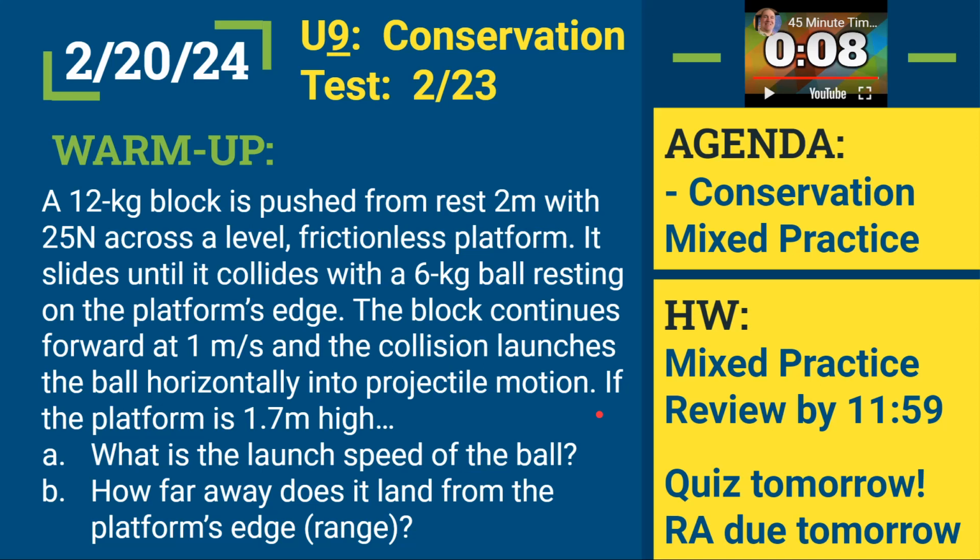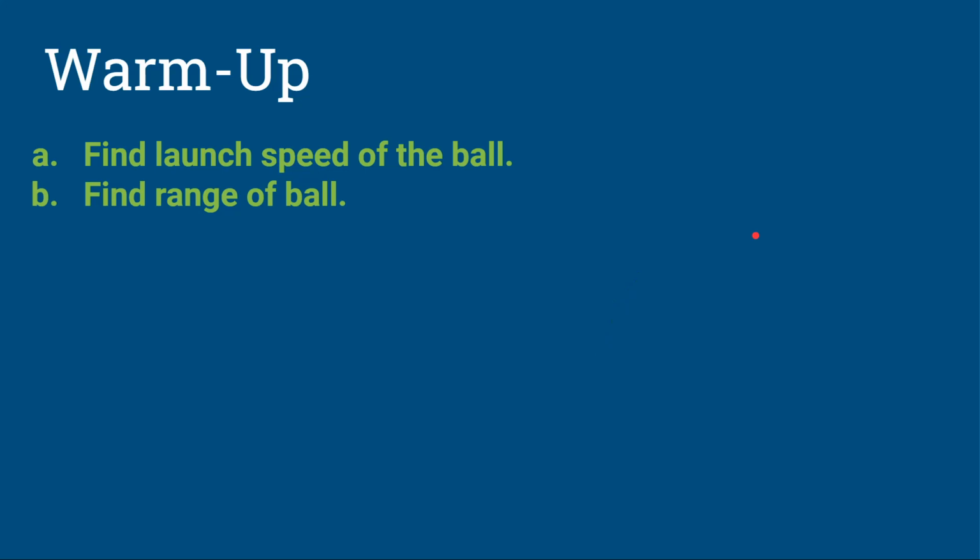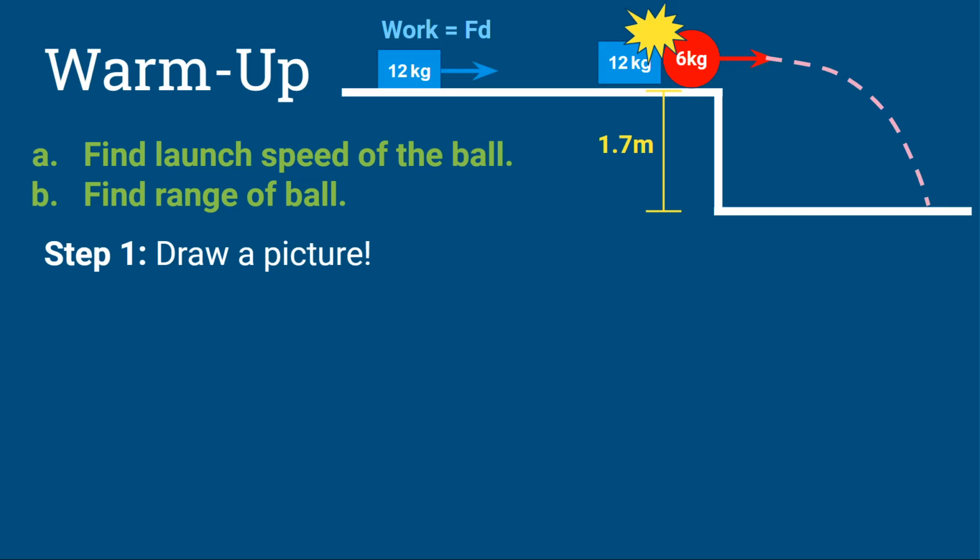The first thing I'm going to recommend that you do is to draw a picture. There's a lot happening here, so it would probably help you to have a picture of what's going on. What's going on is there was work done on a block to get it to move, and then it slides, it hits a ball, so we have a collision, and then that ball gets launched as a projectile. That's what was described in the question.